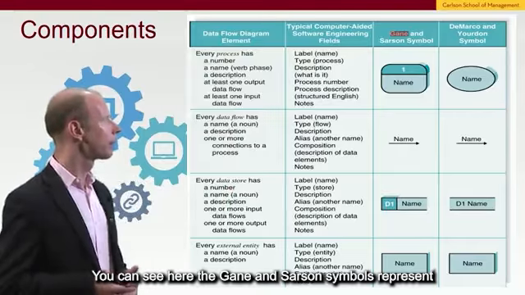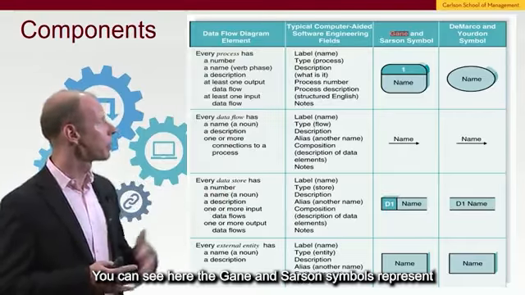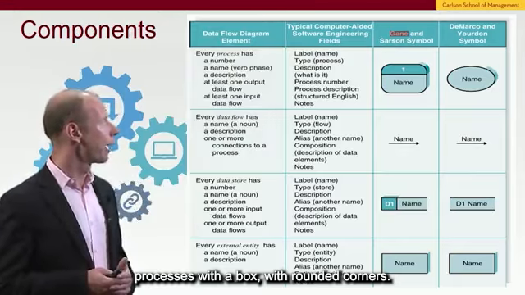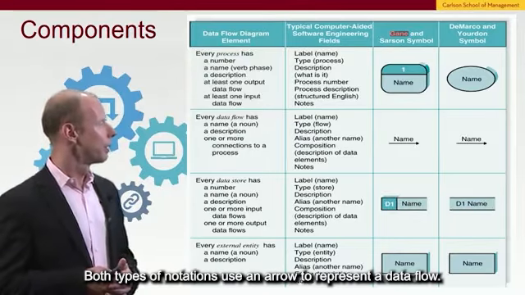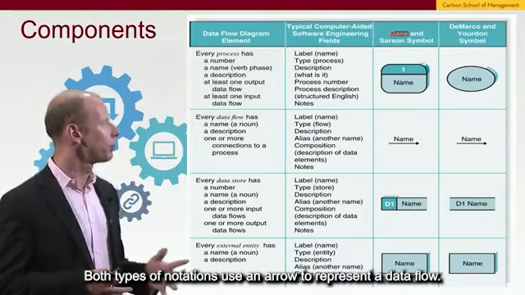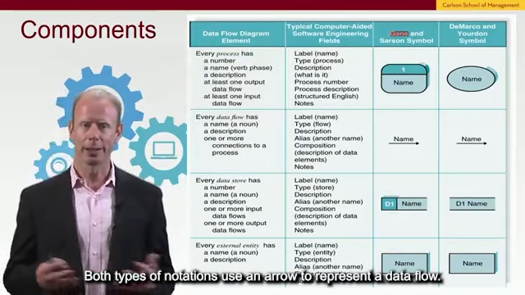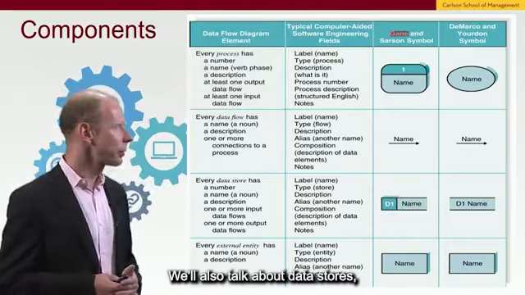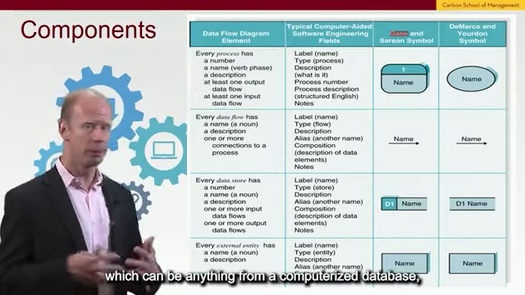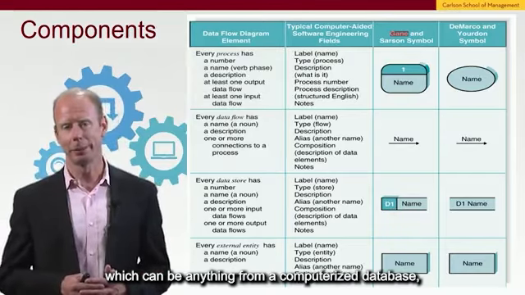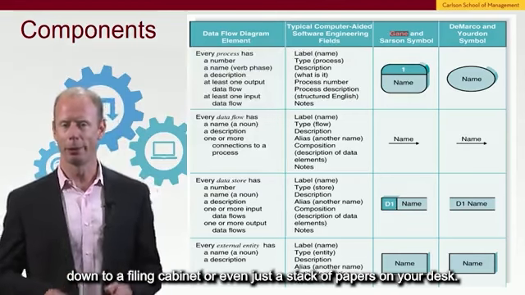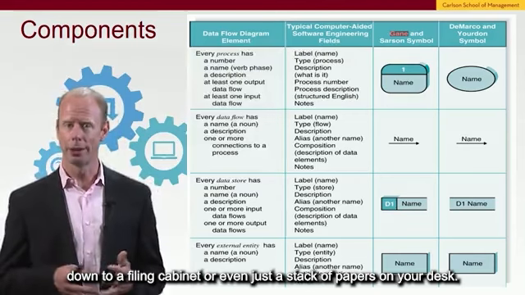You can see here the Gane and Sarson symbols represent processes with a box with rounded corners. Both types of notations use an arrow to represent a data flow. We'll also talk about data stores, which can be anything from a computerized database down to a filing cabinet or even just a stack of papers on your desk.